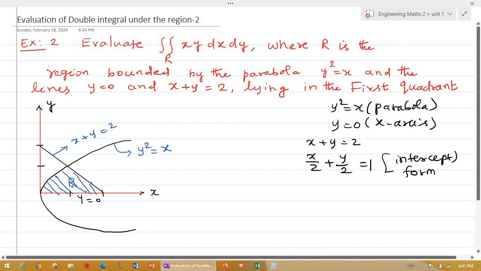In case we wish to integrate with respect to y first, then we draw a line parallel to the y axis, keeping x as a constant. Then the integral I can be written as the double integral over R of xy, with dy first and then dx.